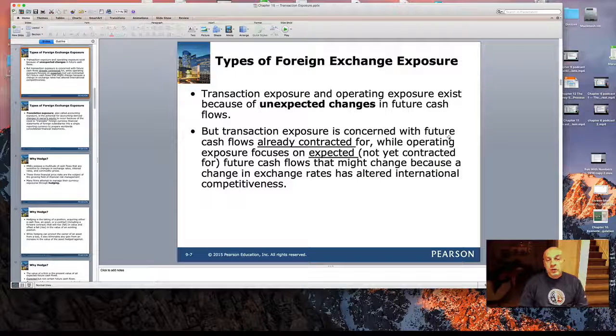Okay, transaction exposure and operating exposure both exist because of unexpected changes in future cash flow. When we look at transaction exposure, we are concerned with future cash flows that have already been contracted for. However, operating exposure focuses on expected future cash flows that might change due to a change in exchange rates in the future. So again, the key here is that transaction exposure deals with already contracted cash flows, whereas operating exposure focuses on expected future cash flows that may change in the future.